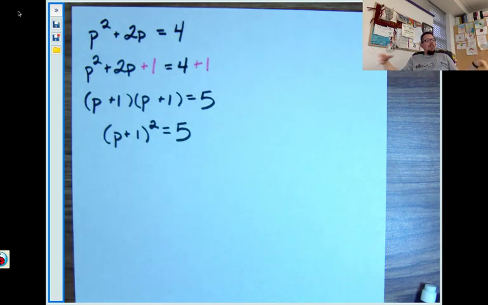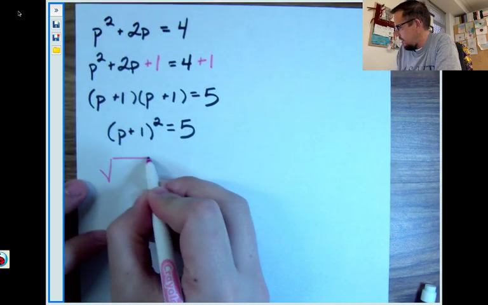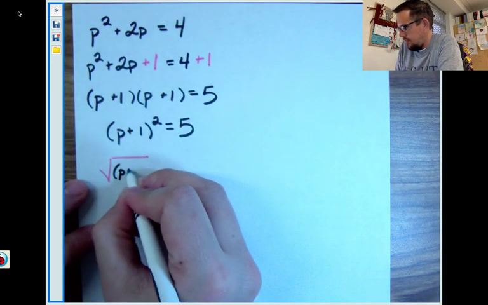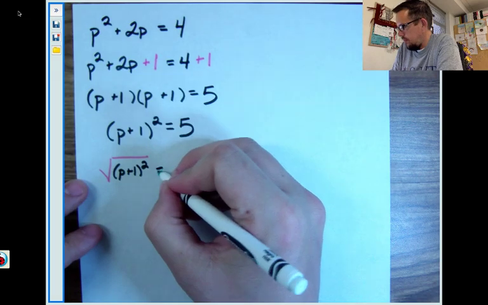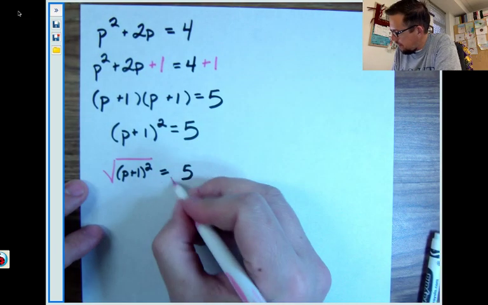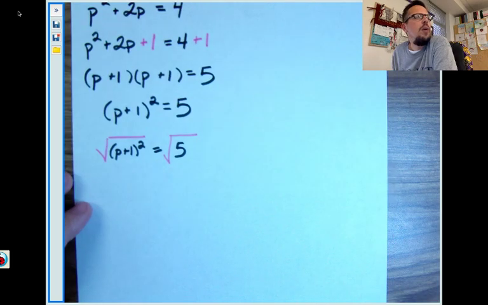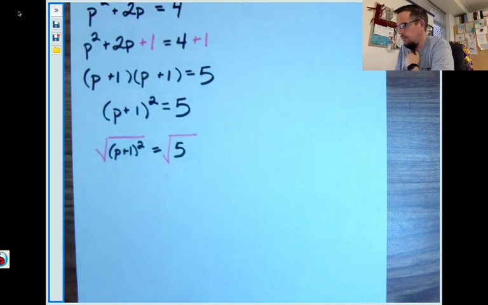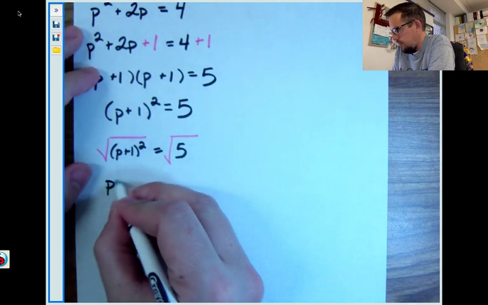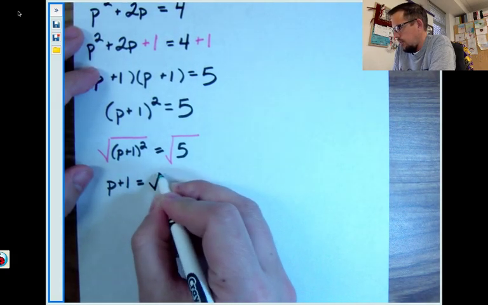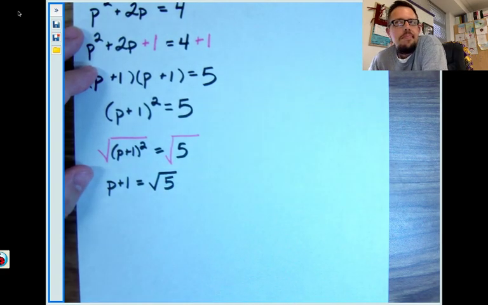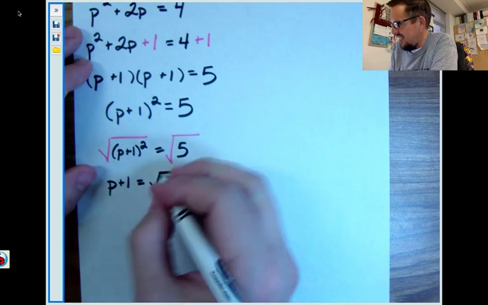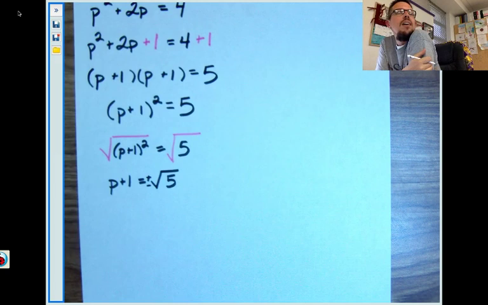And now we're set up to solve this problem using the square root property. Let's do that. So I'm going to square root both sides. What's the square root of (p plus 1) squared? It's p plus 1, equals the square root of 5. Positive and negative. There you go. Positive and negative square root of 5.